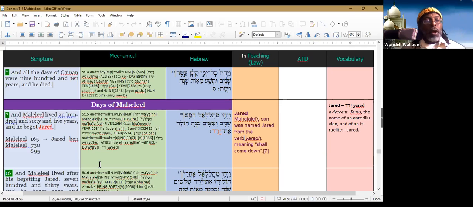How about that? So Mahalalel is 165. He birthed Jared bin Mahalalel, and he lives for 730 more years. Just imagine what you can do in that amount of time, or how well you can raise your children in that amount of time. Amazing. And he dies at 895. I think he's the youngest death thus far, is Mahalalel.